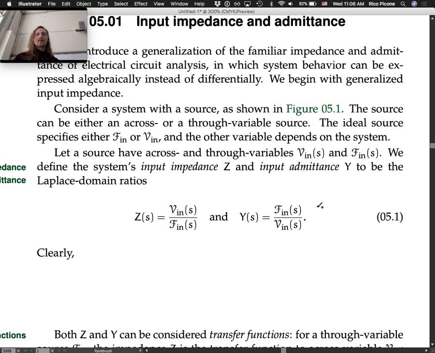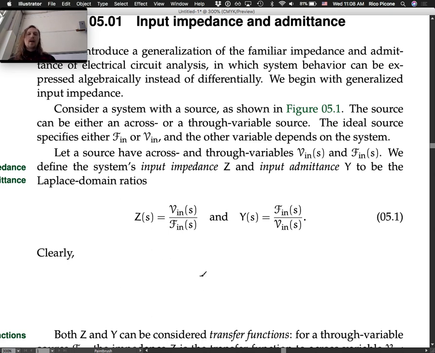Okay. So let a source have across and through variables v in and f in. Notice I'm using s here. So I'm already looking at the Laplace variable, the Laplace domain aspect. You can always take the Laplace transform of any function, right? So we take the Laplace transform of each of these. We define the system's input impedance z and input admittance y to be the Laplace domain ratios. The impedance is the across variable over the through variable, and the admittance is the through variable over the across variable.